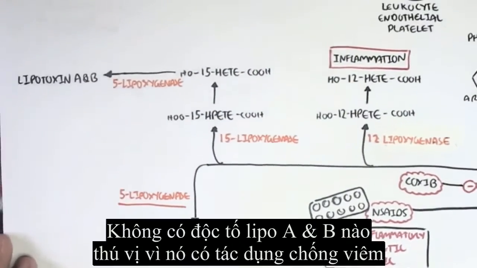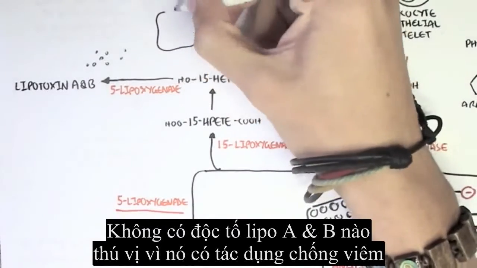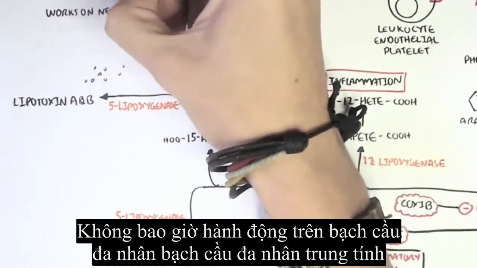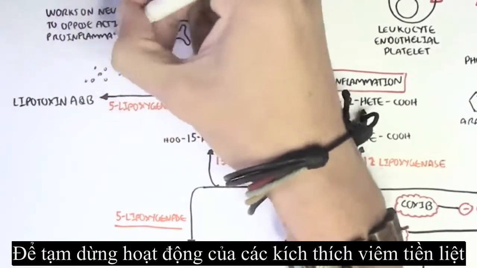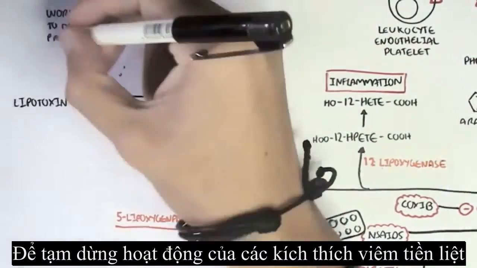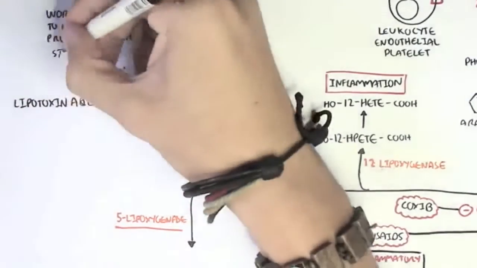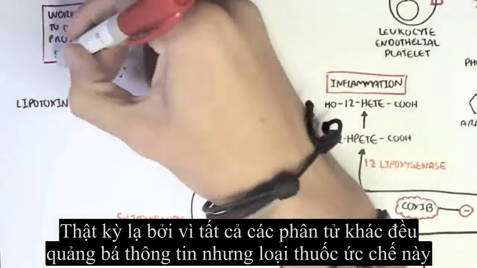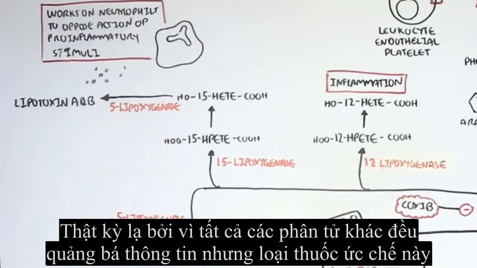5-lipoxygenase. Now lipoxin A and B are interesting because they have sort of an anti-inflammatory effect. They act on polymorphonuclear leukocytes, neutrophils, to oppose the action of pro-inflammatory stimuli. Thus it acts like a stop signal to inhibit inflammation. So it's a bit strange because all the other molecules promote inflammation, but this sort of suppresses inflammation.